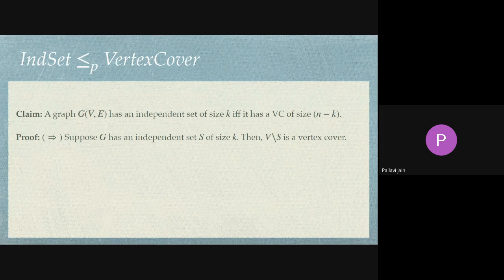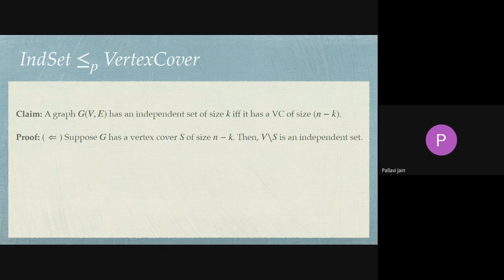Suppose it is not a vertex cover; we'll prove it by contradiction. So suppose V minus S is not a vertex cover. Then there must exist an edge UV such that neither U belongs to V minus S nor V belongs to V minus S. But if both U and V do not belong to V minus S, U and V should belong to S. And if U and V both belong to S, and we know that there is an edge between U and V, then S cannot be an independent set. So this is not possible. Hence the contradiction is over, so V minus S is a vertex cover.